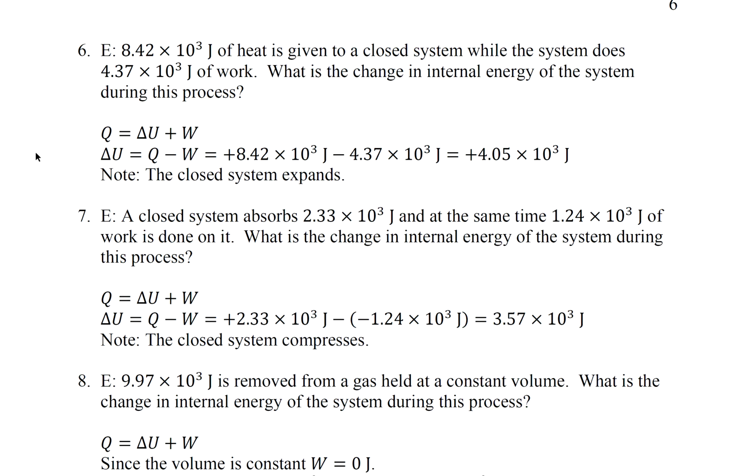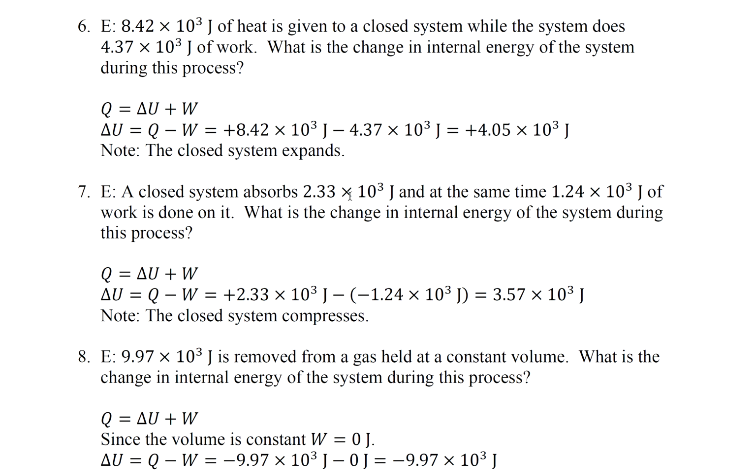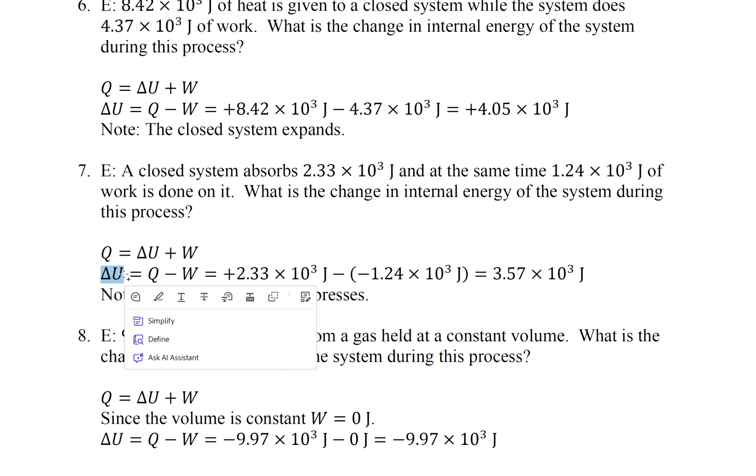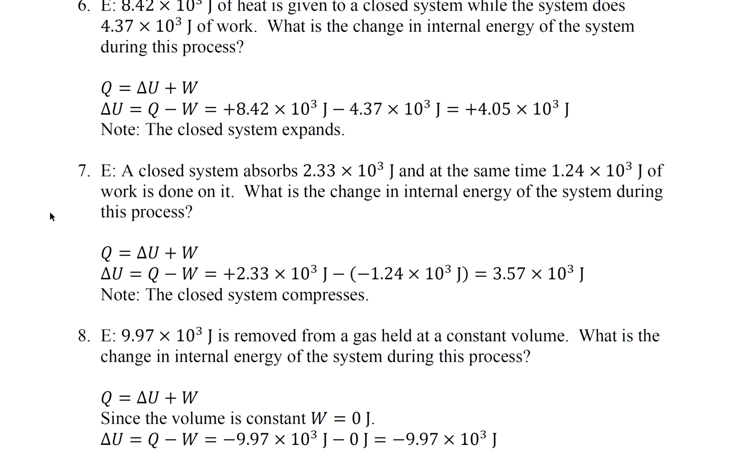Question 7. A closed system absorbs 2.33 times 10 to the 3 joules, and at the same time 1.24 times 10 to the 3 joules of work is done on it. What is the change in internal energy of the system during this process? Okay, so it says change in internal energy, so we solve for delta U. The work was done on it, so you notice this has a minus W and there are 2 negative signs here. So that's why our answer is positive. And the closed system compresses.